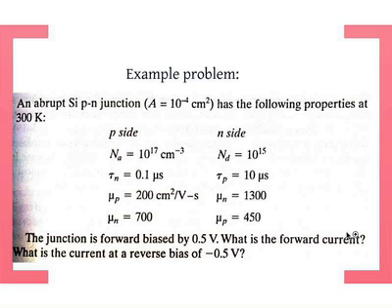It's very standard, right? This is the sort of stuff you should be able to do. What is the current at reverse bias of minus 0.5 volts? Okay, you can discuss with your neighbors if you want, or just do it yourself. Spend about 30 seconds to a minute thinking about this first, how you would approach the problem.